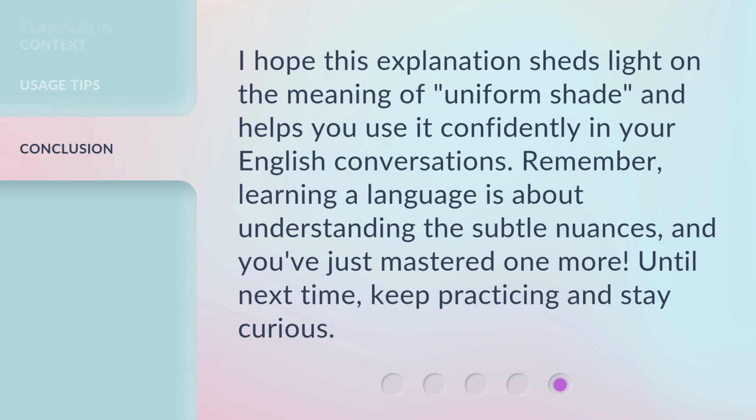I hope this explanation sheds light on the meaning of uniform shade and helps you use it confidently in your English conversations. Remember, learning a language is about understanding the subtle nuances, and you've just mastered one more.